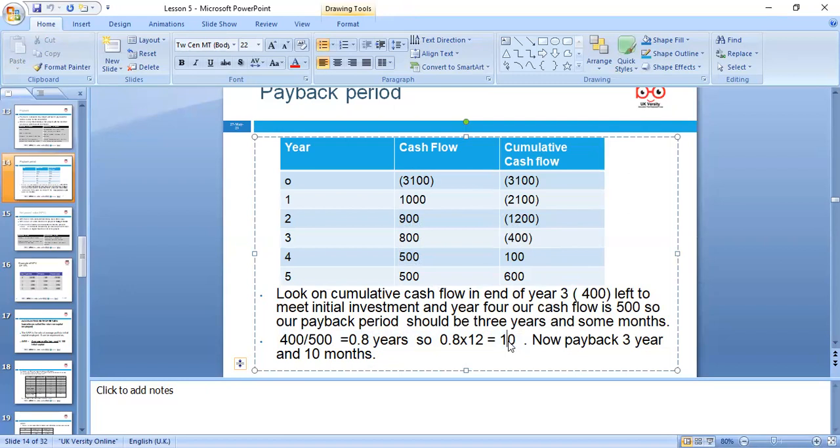Okay, so this is here. Always choose the shorter. If another project will give you only 3 years, we'll say project A is better if it gives 3 years and project B gives you 3 years and 10 months. So we'll accept A instead of B.